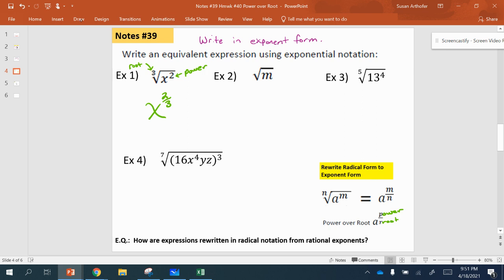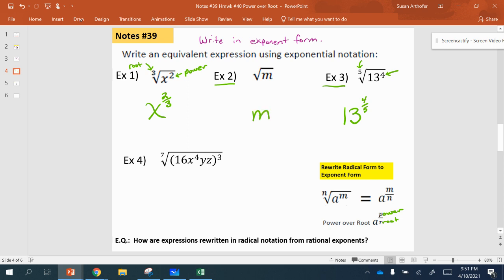So let's do example 3 next. So you write the 13 big, and then you put the fraction up there. And then it would be the 13 to the 4th power, so 4 goes on the top. And it's 5th root, power over root. That's the 5th root. So then we're just going to go on example 2.